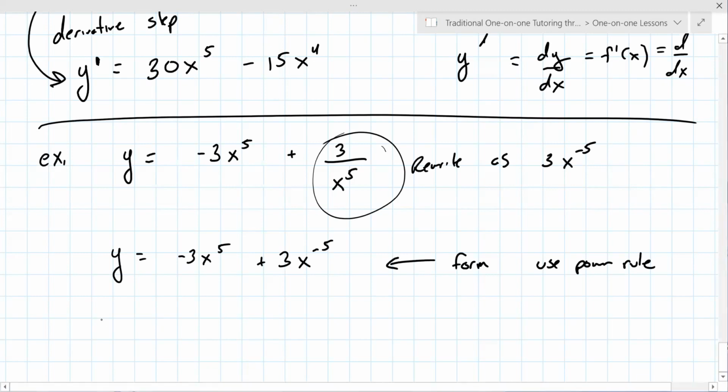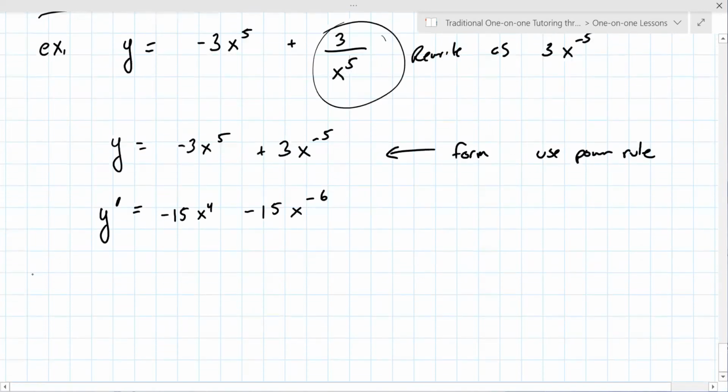Okay, so your derivative here, this is y prime or dy/dx or f prime of x or d/dx, is minus 15x to the fourth minus 15x to the minus 6. You subtract 1, subtract 1. So see, you have no problem doing this. It's just getting to this step that we have to work on. And that's pre-calculus, college algebra stuff.